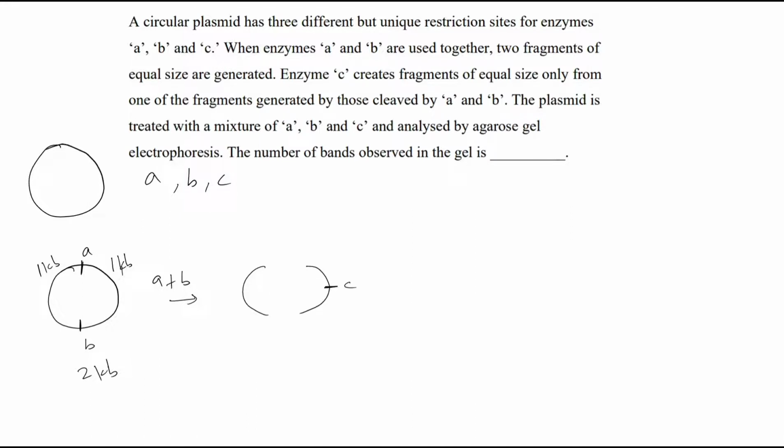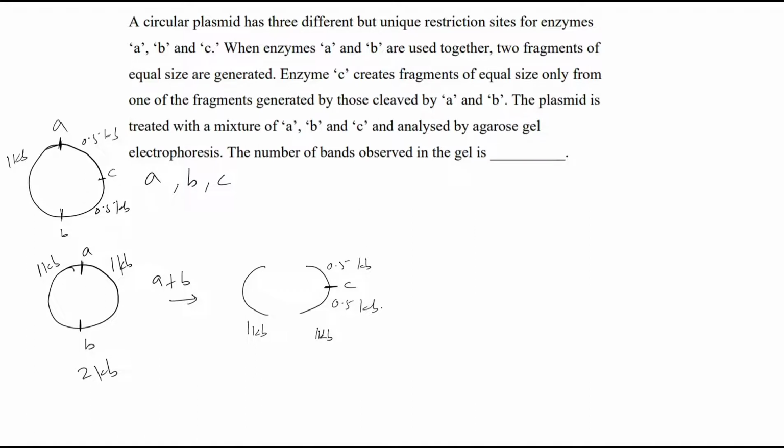Consider it on the right side. If it was a 1 kb fragment, after the cleavage with C, the fragment sizes will be 0.5 kb and 0.5 kb. So in this plasmid, if we see the cleavage sites, it is the site of A, B, and the C site. This fragment is of 1 kb, this is of 0.5 kb, and this is of 0.5 kb. I hope it's clear till now.